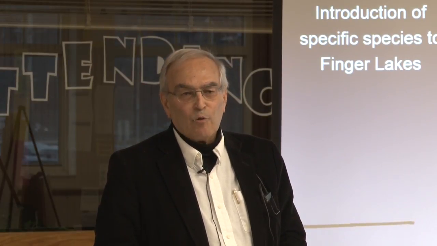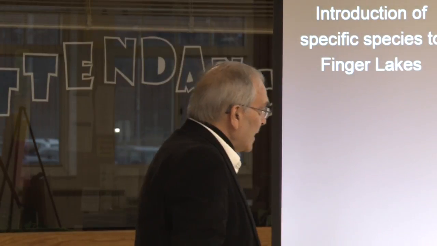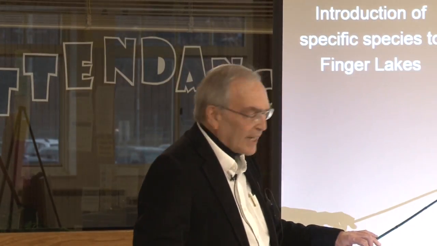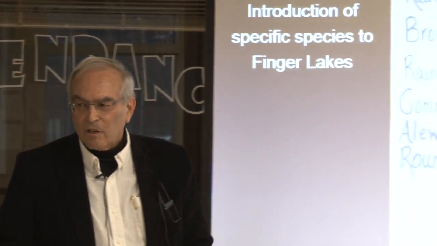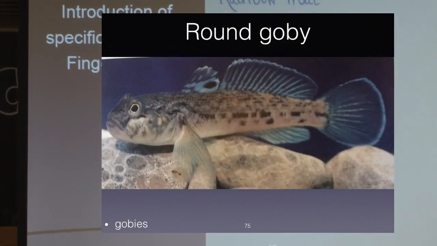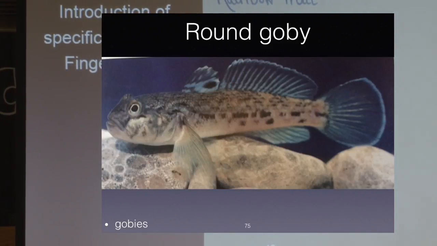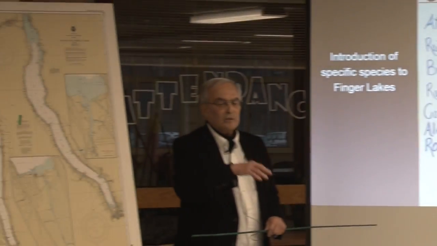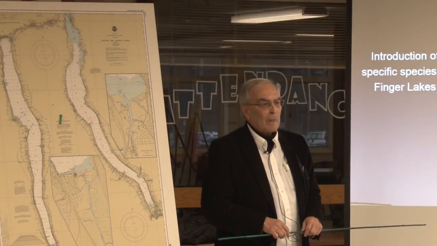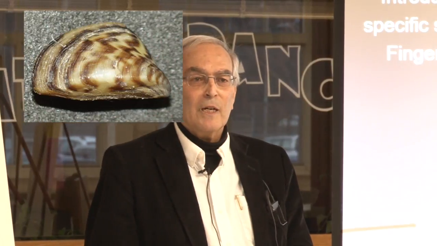Meanwhile, they were introduced in a whole bunch of places. Then we have our buddy the round goby that came in by way of the ships emptying their ballast, coming in from Europe and through the St. Lawrence and into Lake Ontario. And other things got in that way, like the zebra mussels, which are not a fish. You know that they're a mollusk.